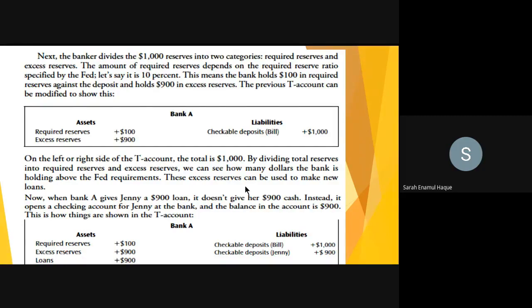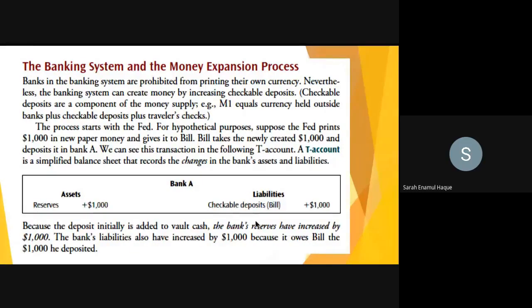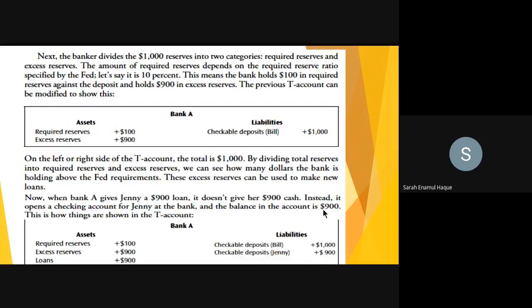So I hope you remember that we saw in the previous slide that $1,000 is being created by the central bank, and it has been given to Bill, and Bill has submitted all of that money into Bank A. And thus we can see that the assets of Bank A has increased by $1,000, and the checkable deposits in Bill's name has also increased the bank's liabilities by $1,000. And also we saw that the reserves can be divided into two parts. Since there's a 10% required reserve ratio, from there $100 has to be given to the central bank as required reserves, whereas $900 is now the bank's excess reserves, right?